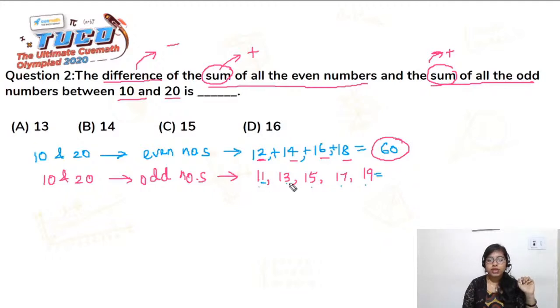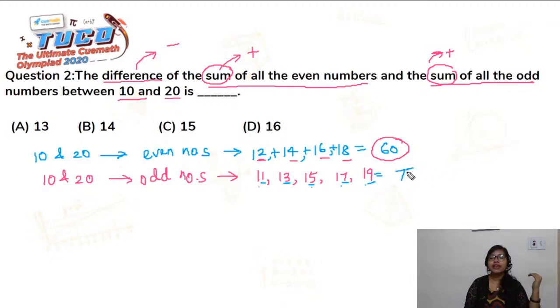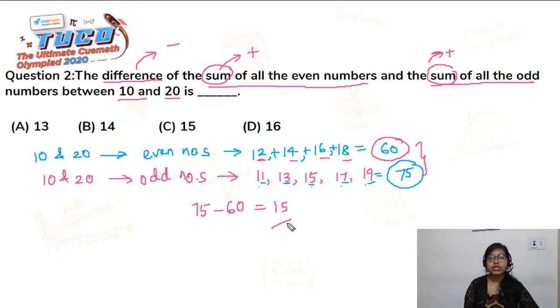And now what's left? 1 plus 3, which is 4, plus 5 is 9, plus 7 is 16, plus 9 is 25. So we initially had 50 and now we are having 25. So 50 plus 25 is going to give us a 75. We have already calculated the sum of even numbers and sum of odd numbers. Ultimately, we have to calculate the difference between the two. What's the difference between these two? So we have 75 minus 60, which is going to give us a 15. And hence option C is the right answer.